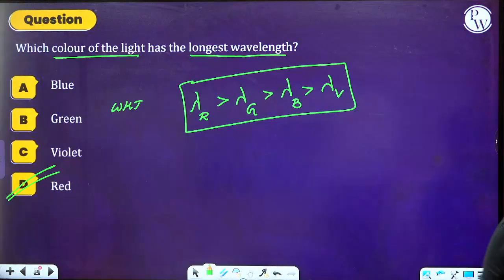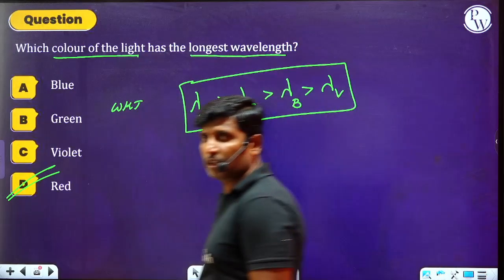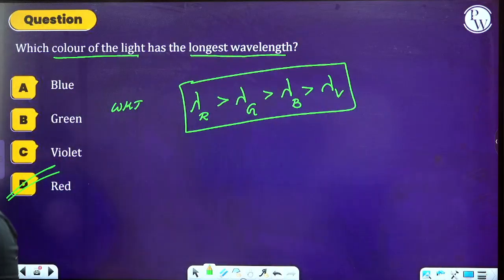See how easy the questions are given in the previous years' NEET papers. If you learn the basics of this particular chapter, you can easily attend the questions from this chapter in the NEET entrance examination. So move on to the next one.